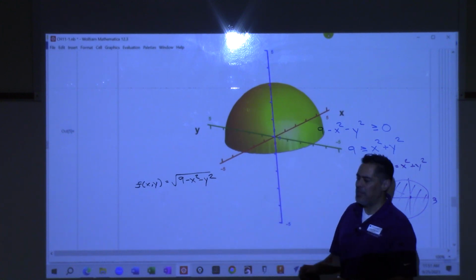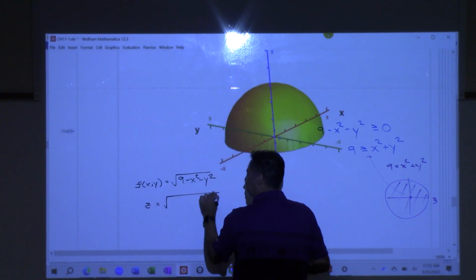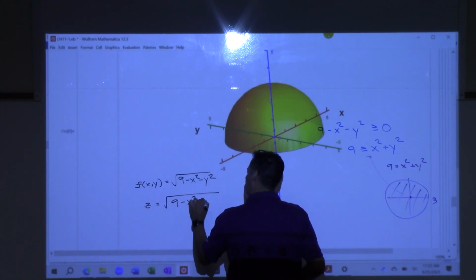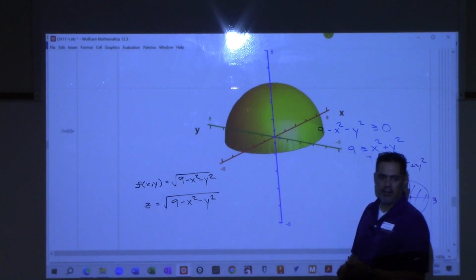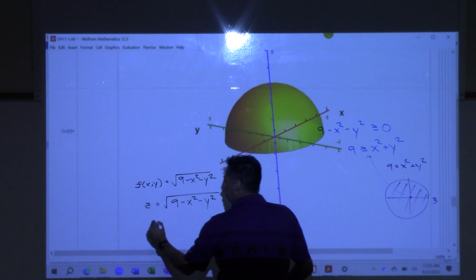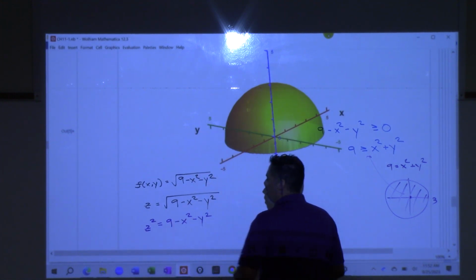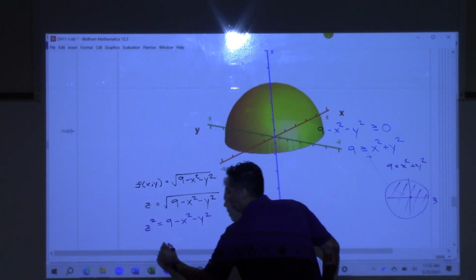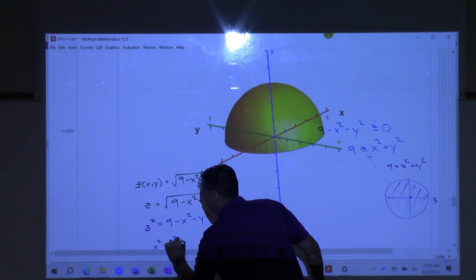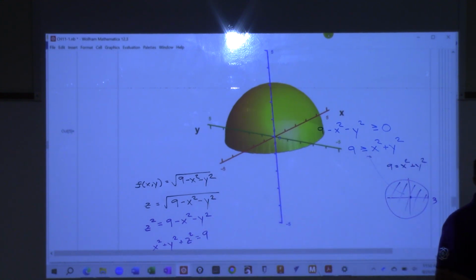Okay, but didn't we say that f of x, y really means z, doesn't it? So z is this, right? Square both sides. What happens if you square both sides? Z squared, get rid of the root on the right, you get 9 minus x squared minus y squared. Take all your variables over to one side, and you get x squared plus y squared plus z squared equals 9. And that's the equation of a sphere centered at the origin with radius 3, right?